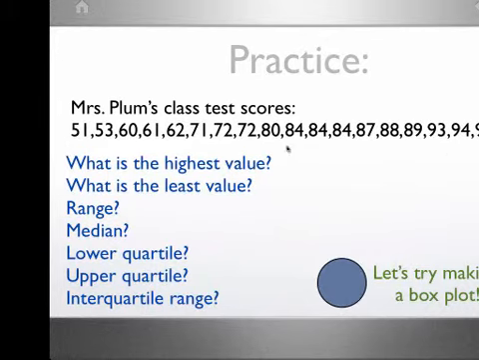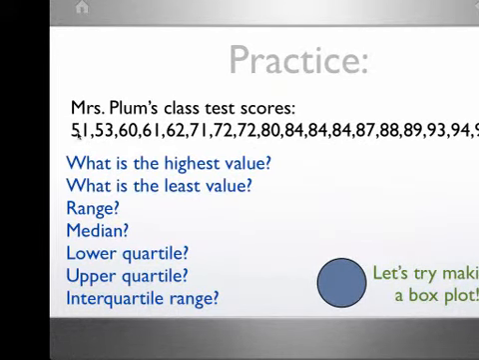Okay, so when we arrange them in this way, we can see what our highest value is. Right here, 98 is our highest value. What's our lowest value or our least value? Right here. Now, if you remember, the range is obtained by taking your highest value and subtracting your lowest value. Your median is that score that sits right smack in the middle.